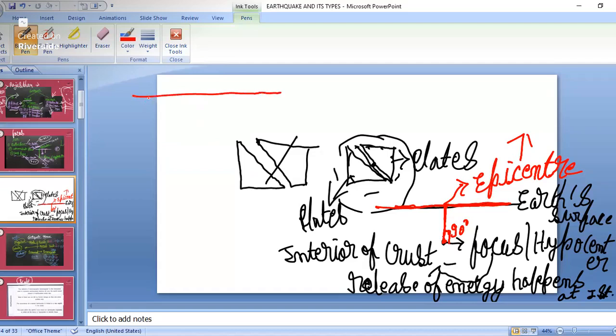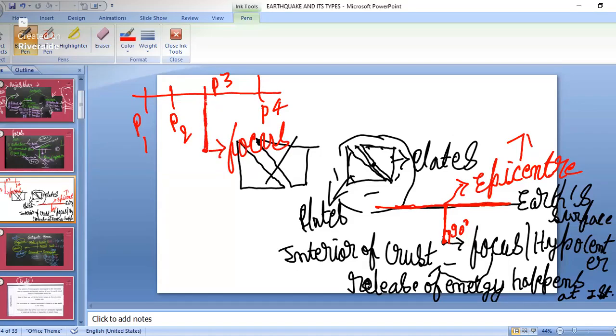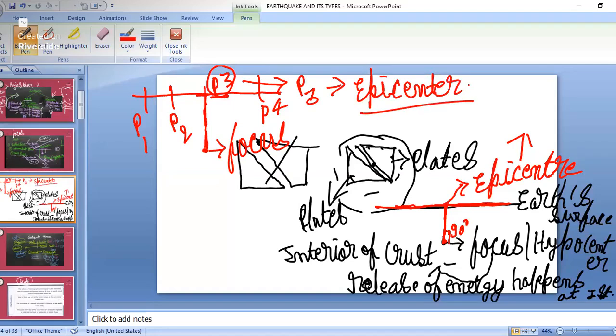Like here we have point P1, P2, P3, P4. Now suppose the release of energy is happening at this particular point. This is known as what? This is the focus. From this, at 90 degree, we have this P3 place, and here on the earth surface we feel the sudden release of energy at first. So this P3 will be the epicenter. Remember about the epicenter and the focus, or the hypocenter. These 2 points you all must remember.